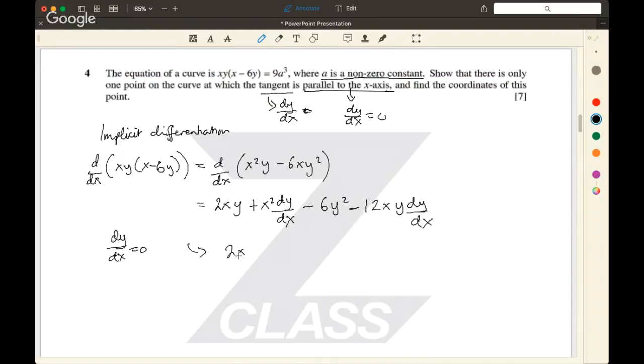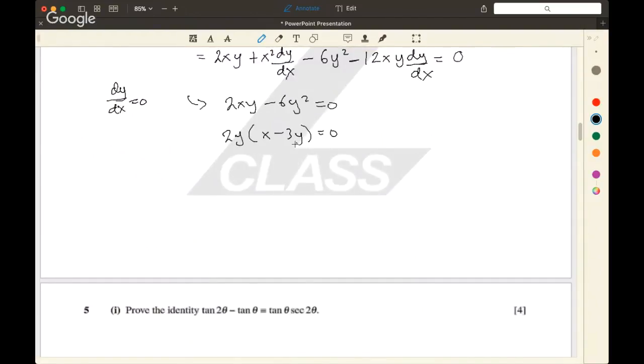Now I'm setting dy/dx to 0, and this gives 2xy minus 6y squared, and this is equal to 0 because all of this was equal to d/dx of a constant, 9a cubed, which is of course just 0. So I have this relationship. I'm just going to take a 2y out, and I get x minus 3y is equal to 0. So I have 2 options here that would satisfy this.